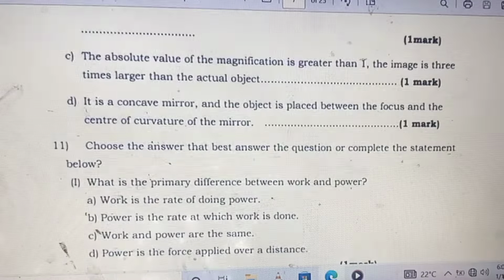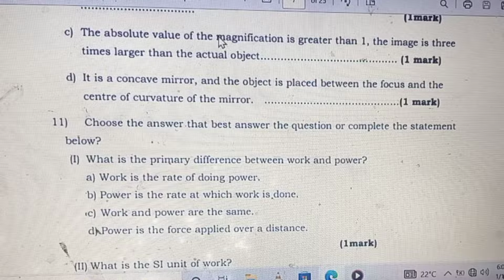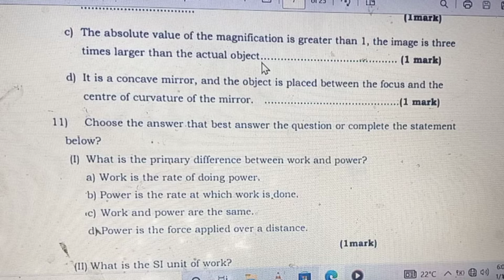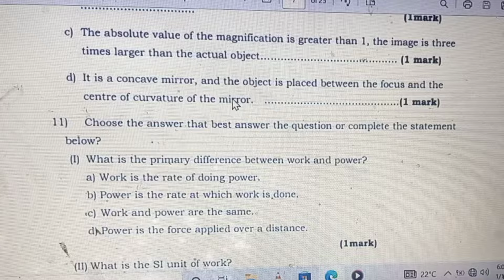C. The absolute value of magnification is greater than 1. The image is 3 times larger than the actual object. The statement is true. D. It is a concave mirror and the object is placed between the focus and center of curvature of the mirror. The statement is true.